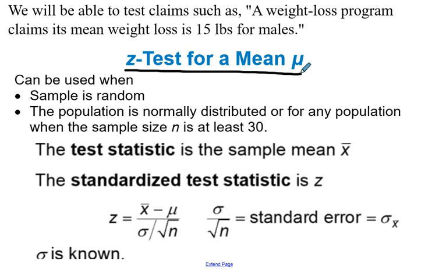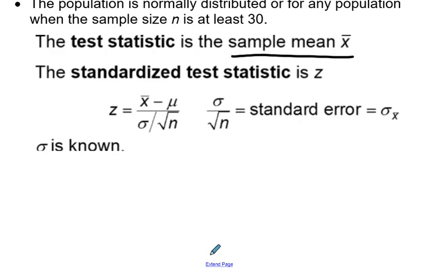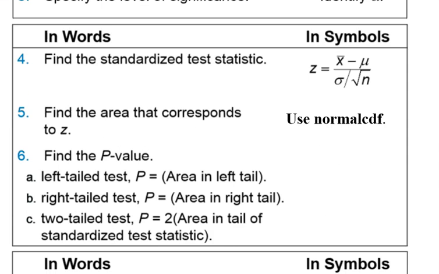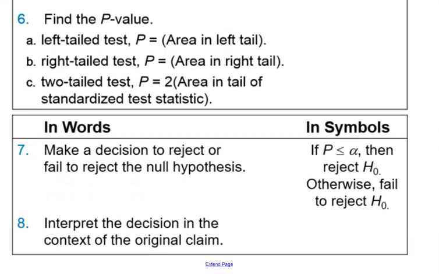The test statistic for the test is our sample mean. The standardized test statistic is a z-score, where we take the mean minus the population mean, and we then divide it by our standard error. And that gives us our z-score. The steps for this are shared in this section in your book. I condensed these down to 5 steps in the examples. I think the textbook gives 8.